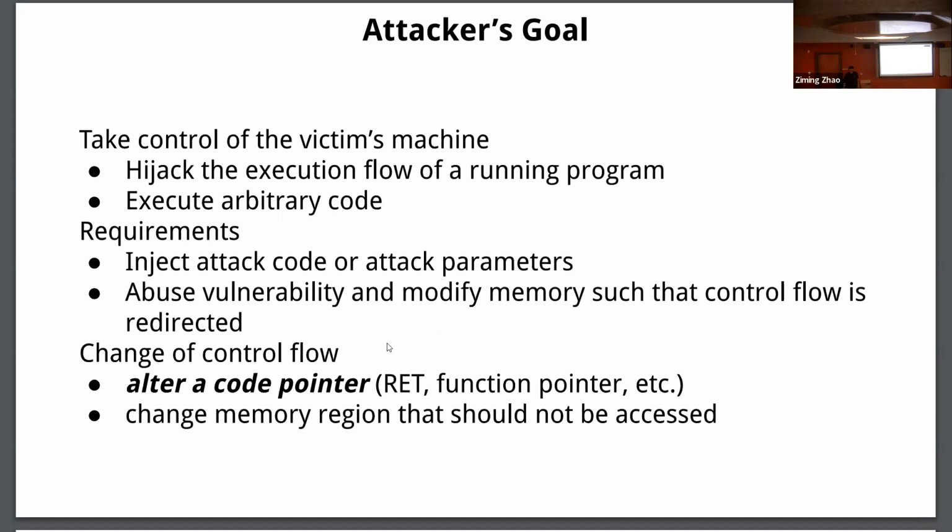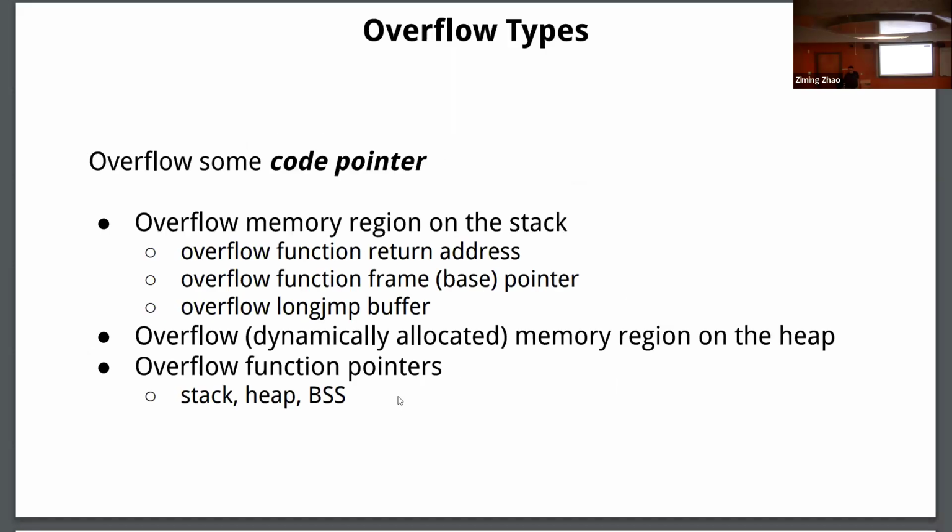And the attacker eventually needs to alter a code pointer. The code pointer could be a return address, could be a function pointer. So far, we haven't shown cases with function pointers, but we will see later. Then what kind of code pointers do we have? So far, we're only overwriting the return address, but there are many, many different code pointers in the address space. That's why the attack surface for attackers is huge. There are many things attackers can do.